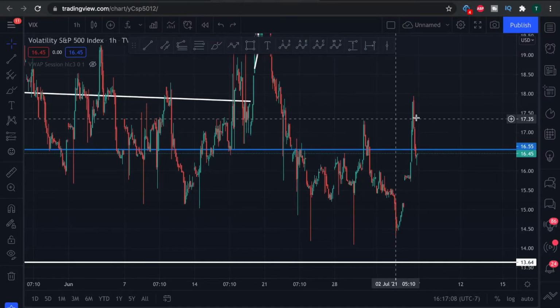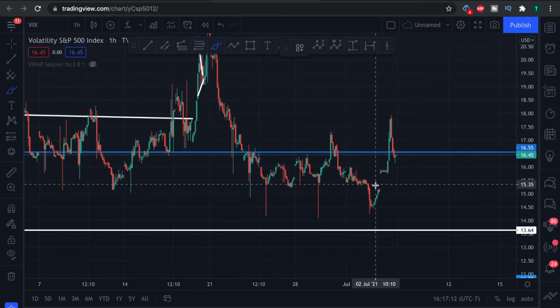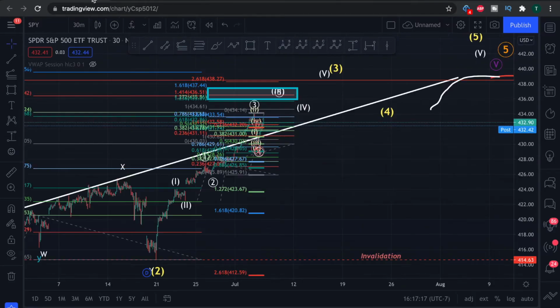So the VIX, as I said in the past video, we were sitting right here at this level, and I said that we would gravitate towards this blue trend line right here, and that would correlate to this wave 4 drop that we got today, and that's exactly what we got.